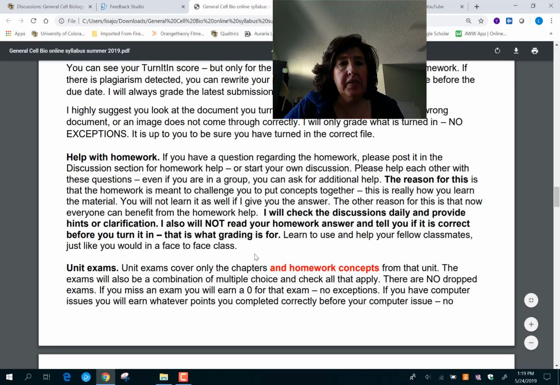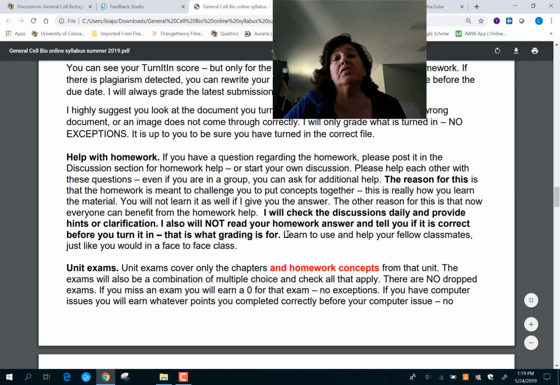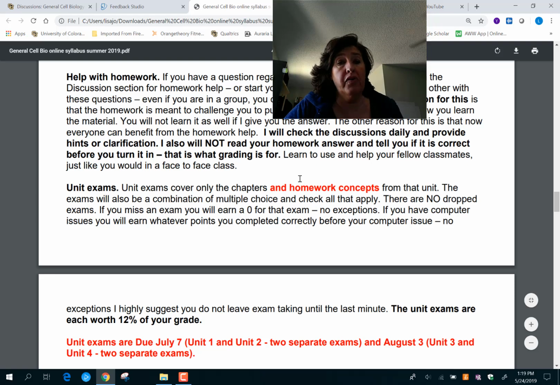Unit exams will cover the chapters and homework concepts. So that's why I'm saying if you split up the work, that's fine, but make sure you're understanding how to do the homework so you understand the concepts, because you will see questions from that on the unit exams, not the chapter quizzes.